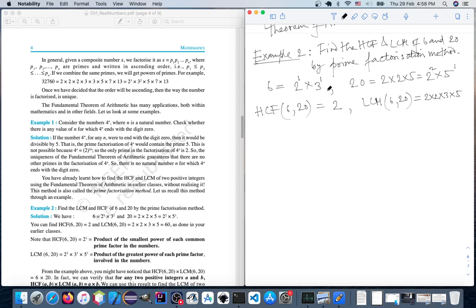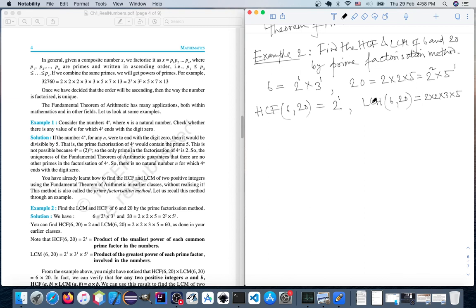Now, what about the power? For the power, we see for 6, the power of 2 is 1, and for 20, the power of 2 is 2. We take the smallest power of the two powers. Over here, the power of prime factor 2 for 6 is 1. For 20, the power of prime factor 2 is 2. So we will take the smallest one. That is why over here, actually it is 1.